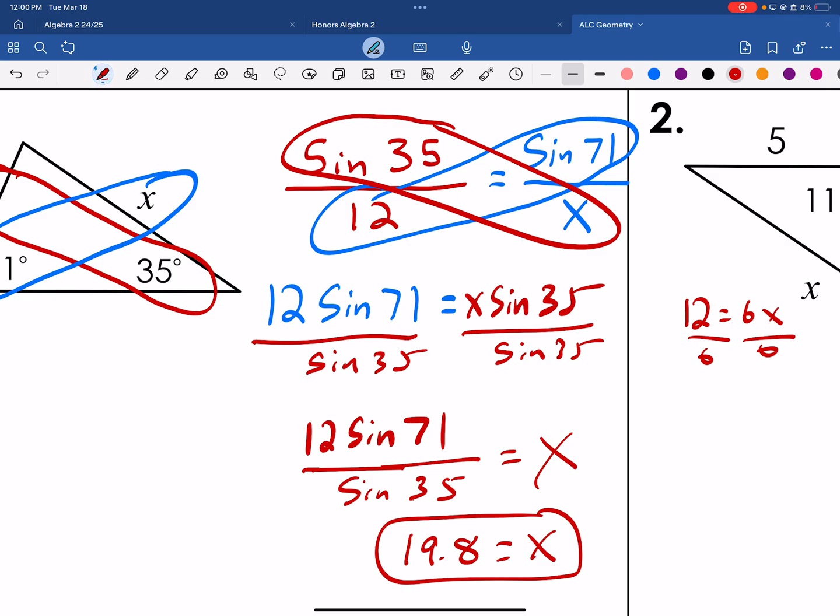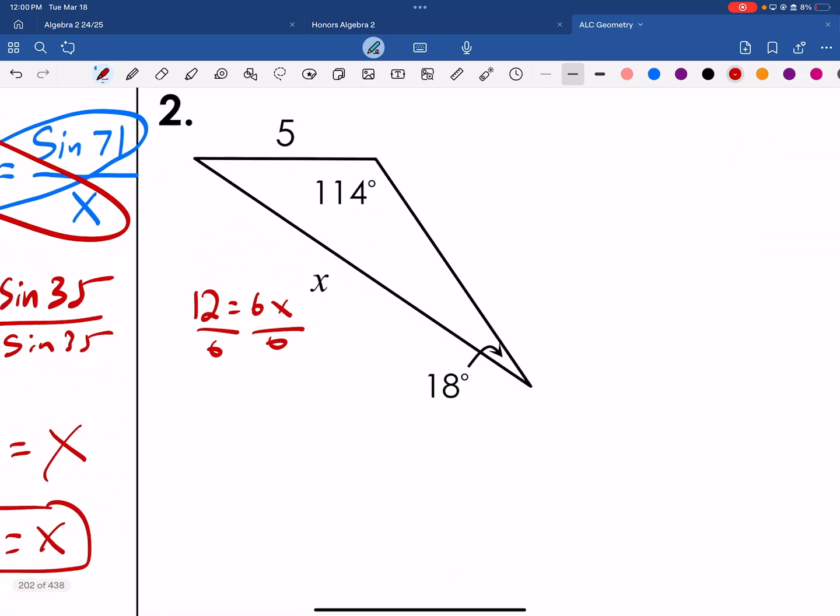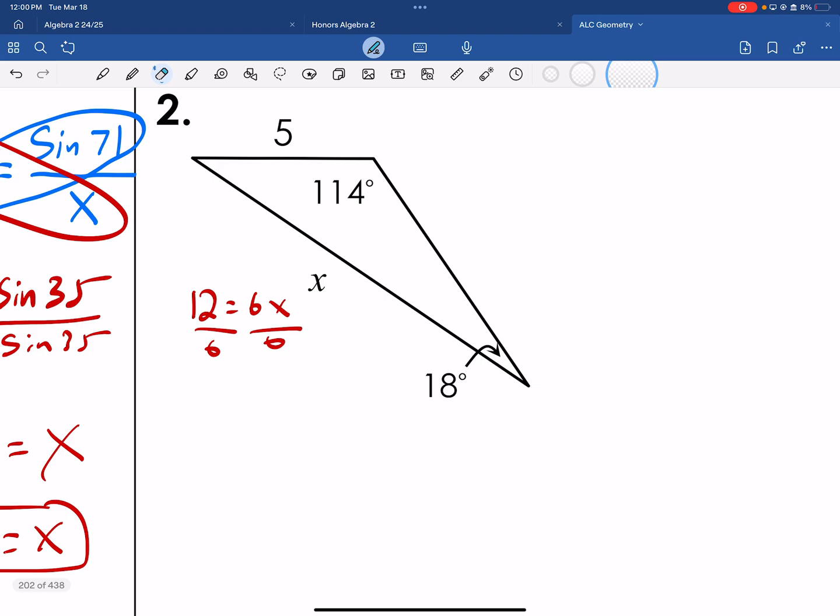Okay. So we set up what we call that master ratio. The master ratio is always going to be the angle that you know and the length of the opposite side you know. That's your first one. And then you're going to set it up with whatever else you know. Okay, so let's look at the second example. I'll get rid of this 12 equals 6x now. Let's erase that.